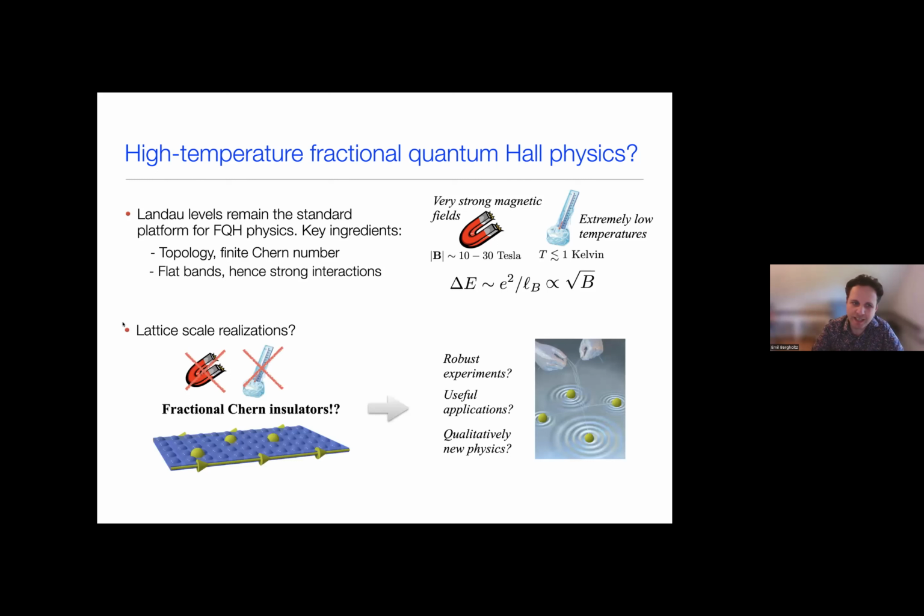So the question is, are the lattice scale realizations such that you could get rid of this strong magnetic field and the low temperatures? Because then you would have interactions at the lattice scale instead. And we know from Haldane's work that you basically don't need a magnetic field. You need to break time reversal to obtain a Chern number. So the dream is that this would give us more robust experiments, maybe useful applications, topological quantum computers and so on that people have dreamt about for decades, and qualitatively new physics, perhaps. Well, one is still looking for arenas where this can actually happen.